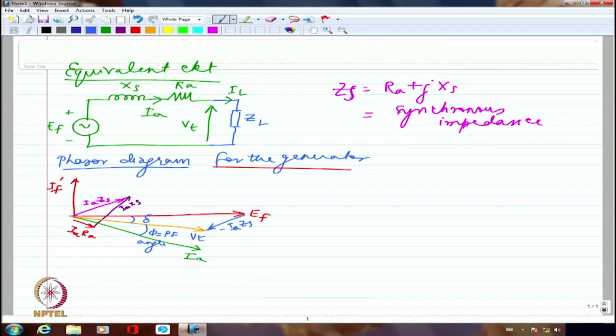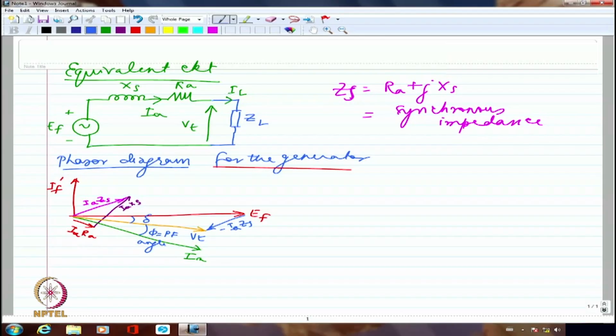And this VT invariably will be connected to the infinite bus. When we synchronize the generator, VT will be connected to the infinite bus. So I would say VT is kind of set in stone. You can't change its frequency, its phase angle, or its magnitude. If you take that as the reference, then I may say that VT is VT angle 0, whereas EF will be EF angle plus delta.